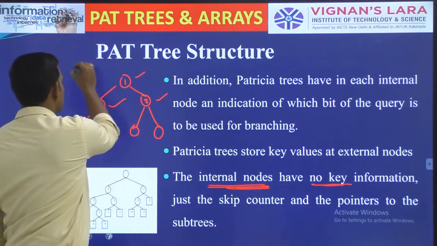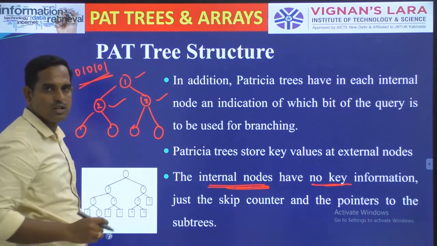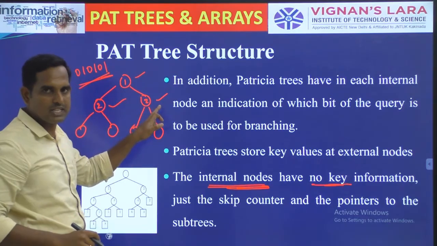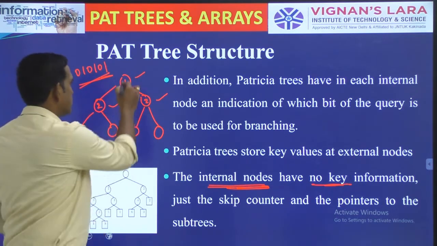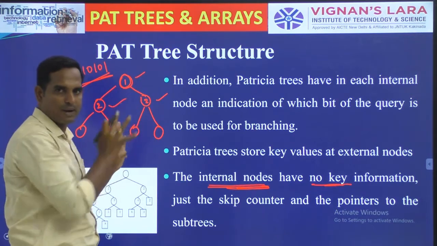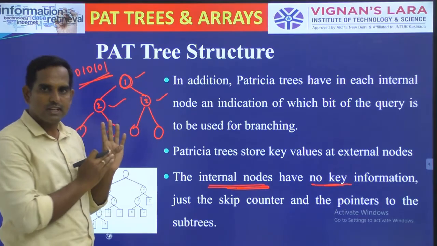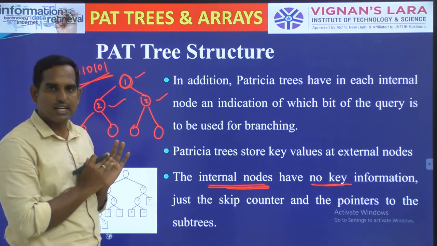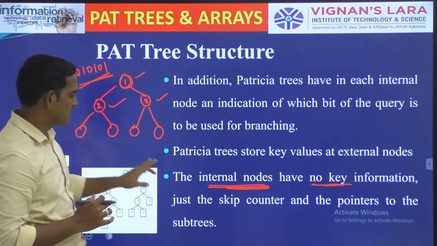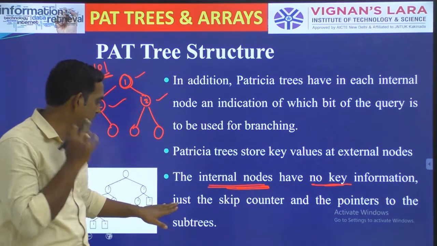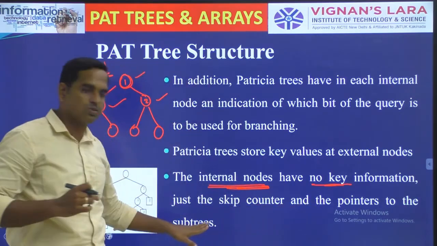Key information means if you are searching for a value 0, 1, 0, 1, 1, these are the key values. So you are not having key information here. If you are going for 0, this particular internal node will be helpful for branching. So they will be helpful for the first purpose, branching. The second purpose is which bit they have to check. That is, the internal nodes don't have any key information, just the skip counter and the pointers to the subtrees.